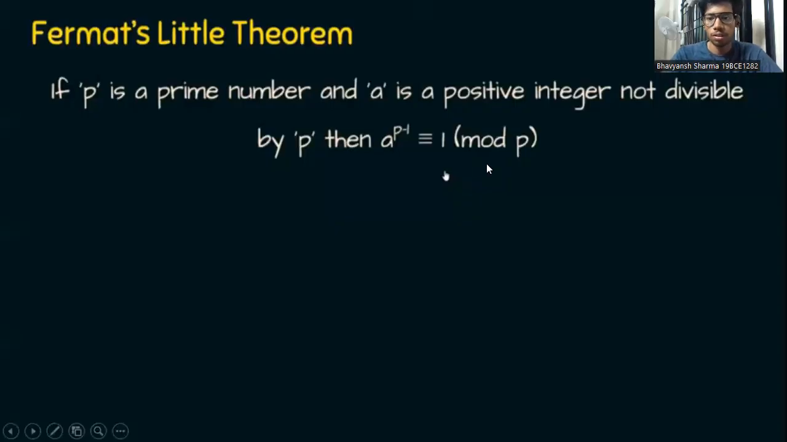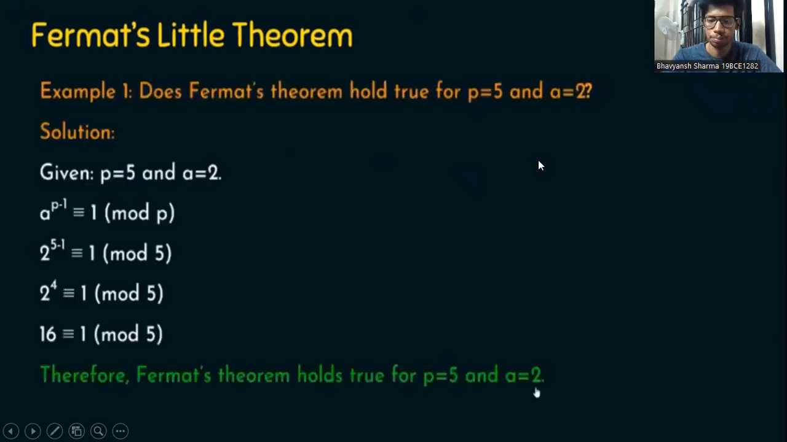So first of all, by the definition of Fermat's little theorem, what does it mean? It basically means that if P is a prime number and A is a positive integer that is not divisible by P, then A to the power P minus 1 is congruent to 1 mod P. What do we mean by that? That if P and A are relatively prime to each other and P is a prime number, then A to the power P minus 1 is congruent to 1 mod P.